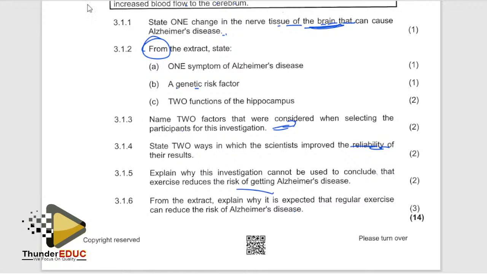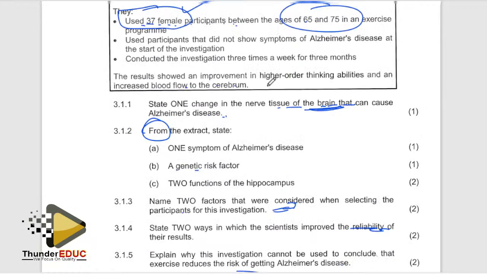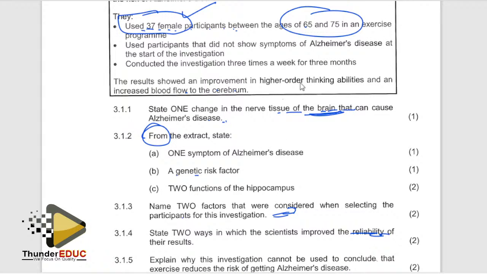You understand? That's why we are saying, explain why it is expected that regular exercise can reduce the risk. It can reduce. It's not mandatory that it's going to reduce, but they are saying can. It may not, or sometimes it can. Most especially if it's not genetic. Yes, because it improves higher order thinking ability and increases the blood flow to the cerebrum.